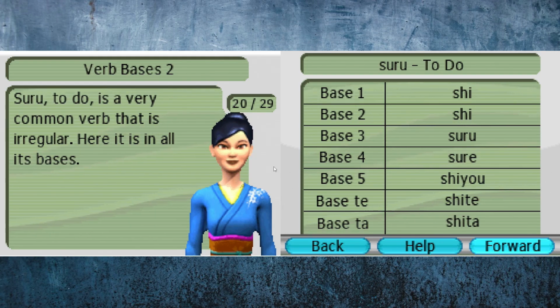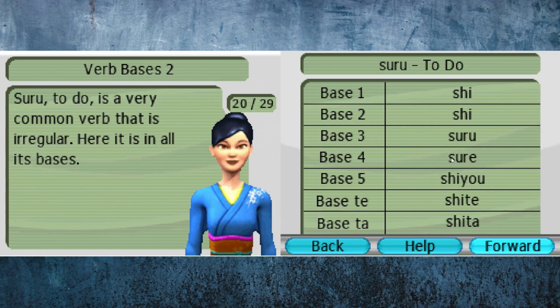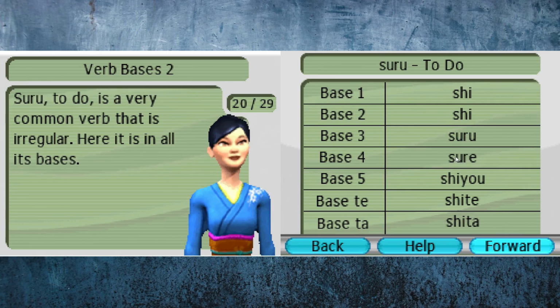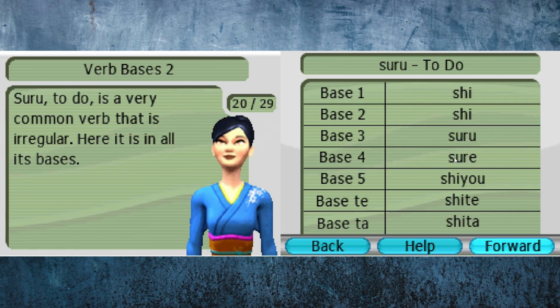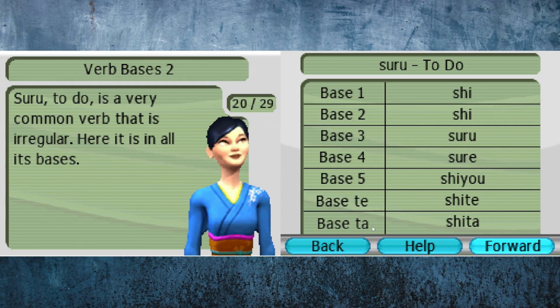In basically everything. So suru means to do. It's a very common verb that is irregular. Here it is in all its bases. Suru means to do. Base 1, shi. Base 2, shi. This is mas form, for example, shimasu. Base 3, suru is dictionary form. Base 4, sure, which is a potential form, I believe. I hope it's potential form. I hope I'm not getting this one wrong. But base 5 is shio, which is volitional form. Base te is shite, and base ta is shita.